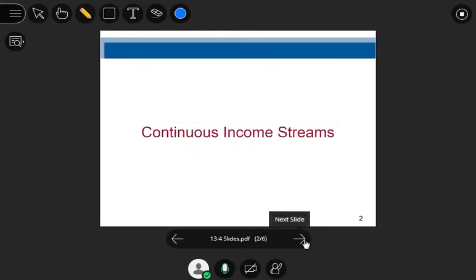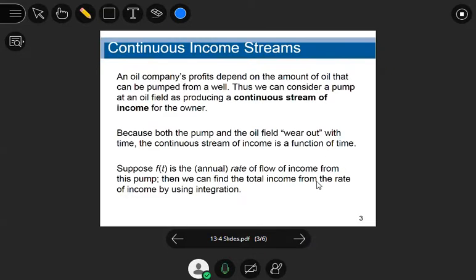So now let's move to our last section. Actually this is the last section of our course 1331. It is continuous income streams. Here we discuss the story of an oil company. An oil company's profit depends on the amount of oil that can be pumped from a well. So when we need to estimate or calculate the income of an oil company, it depends on the amount of oil that can be pumped from the well. So it is very important.